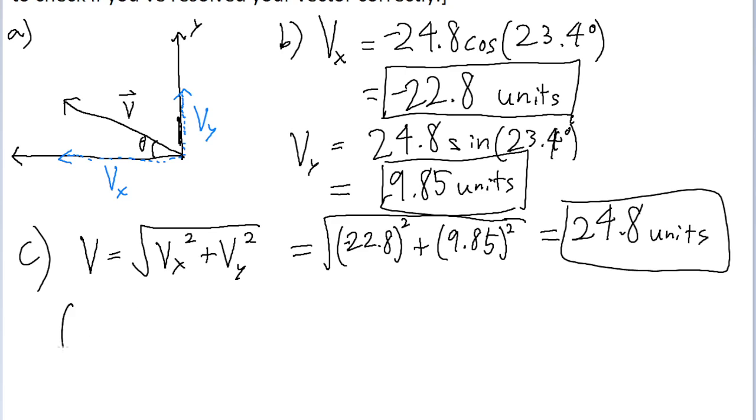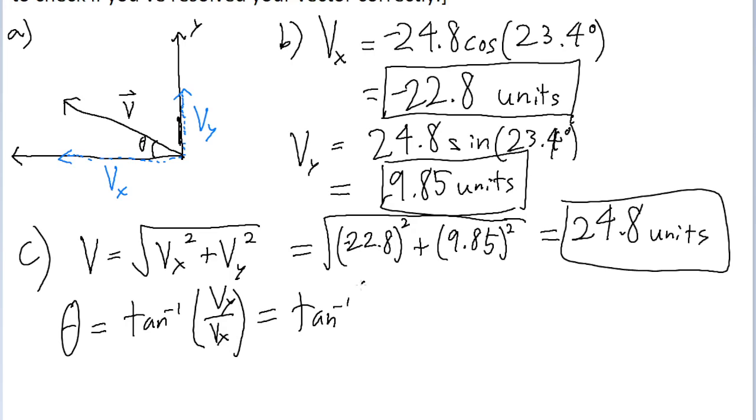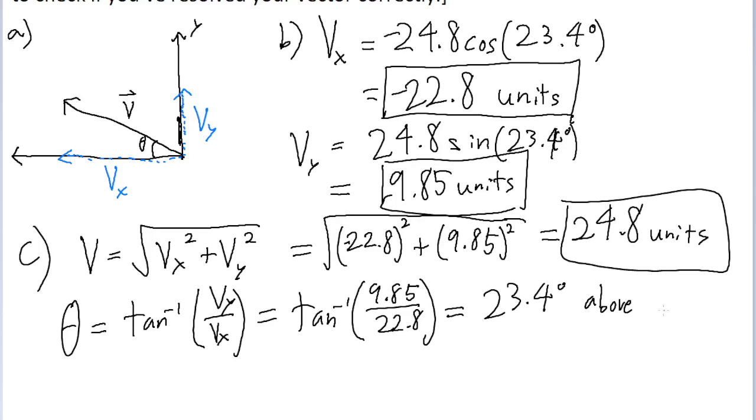And now for the angle, recall that the angle is equal to the inverse tangent of the y component divided by the x component of the vector. So that's the inverse tangent of 9.85 divided by 22.8. Put this into a calculator, and we get an angle of 23.4 degrees. So that's our angle, and again it checks out because it matches with what's given. So that's 23.4 degrees above the negative x-axis. And so that is the answer to this problem.